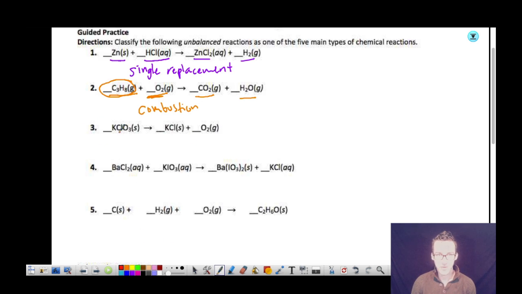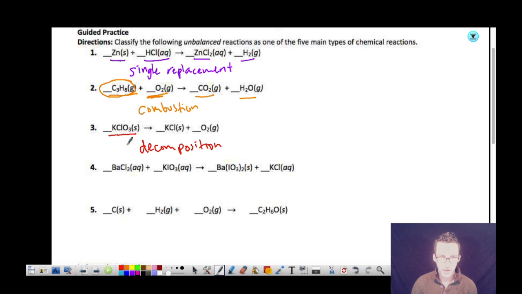Numero tres. We've got this thing, potassium chlorate. There's some nomenclature for you. Forming KCl, potassium chloride, and oxygen. This is a classic decomposition, because I have one thing breaking down into smaller parts. Boom.